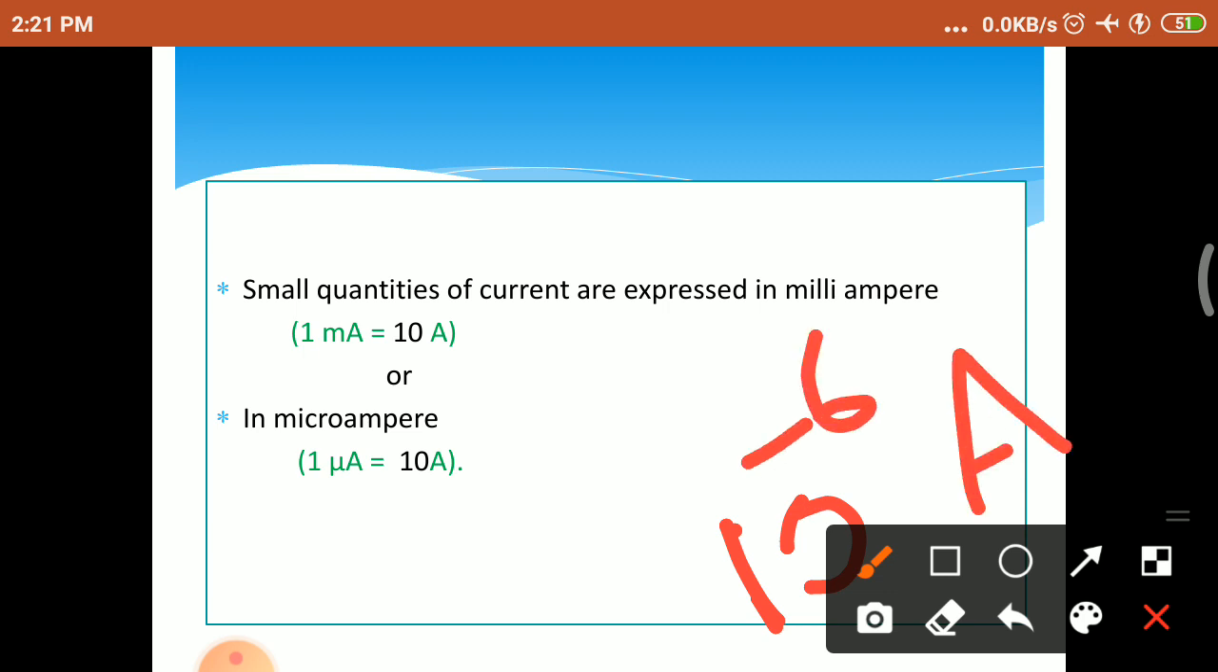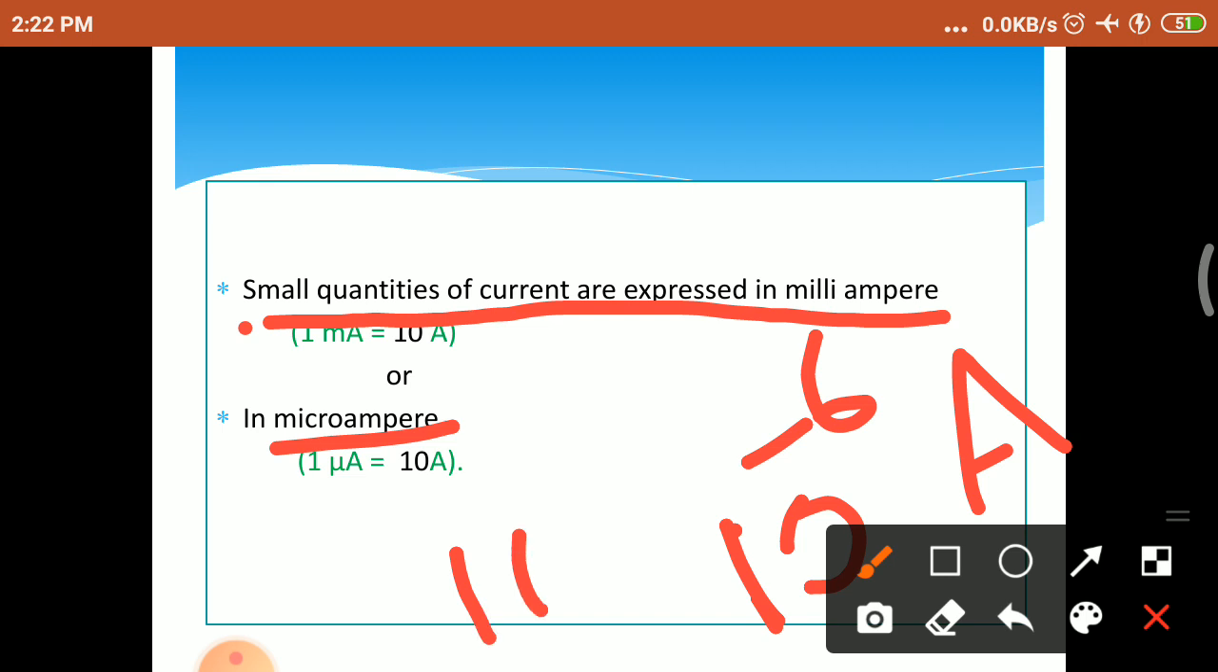Small quantities of current are measured in milliampere and microampere. The microampere means 10 power minus 6. Compared to the milliampere, the microampere is much smaller.